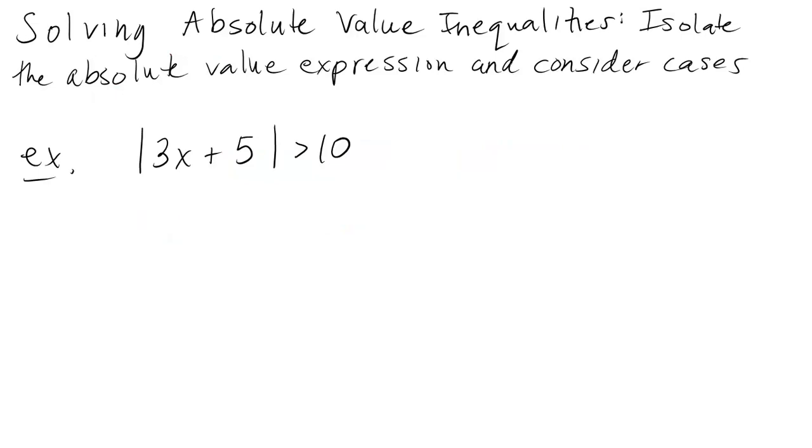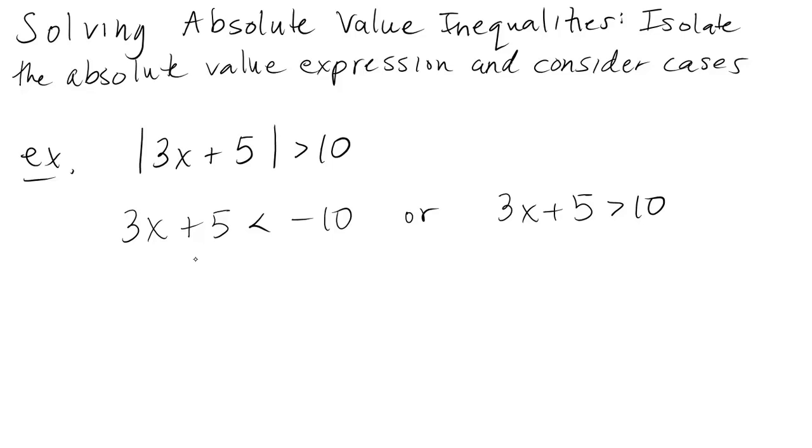We're going to do the same thing in our example. There are two possibilities. Either our expression 3x plus 5 is less than -10, because if 3x plus 5 is less than -10, its absolute value will be bigger than 10. It'll be more than 10 units away from 0. Or 3x plus 5 could be bigger than 10. That gives us two linear inequalities. The steps to solving each are the same, so we're going to do these simultaneously.